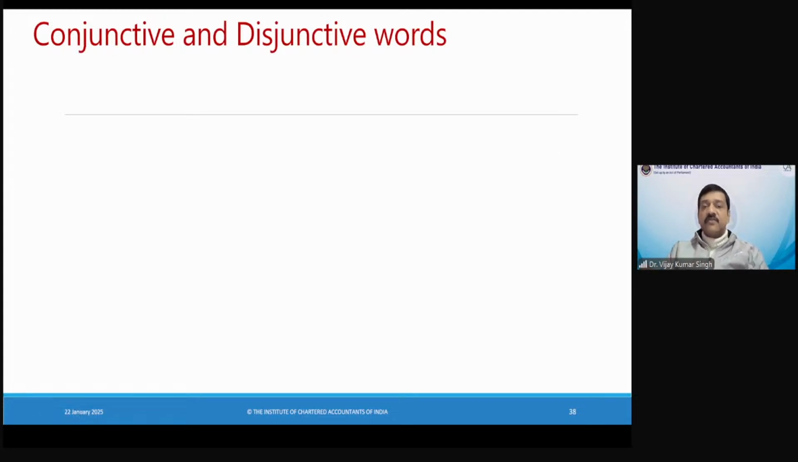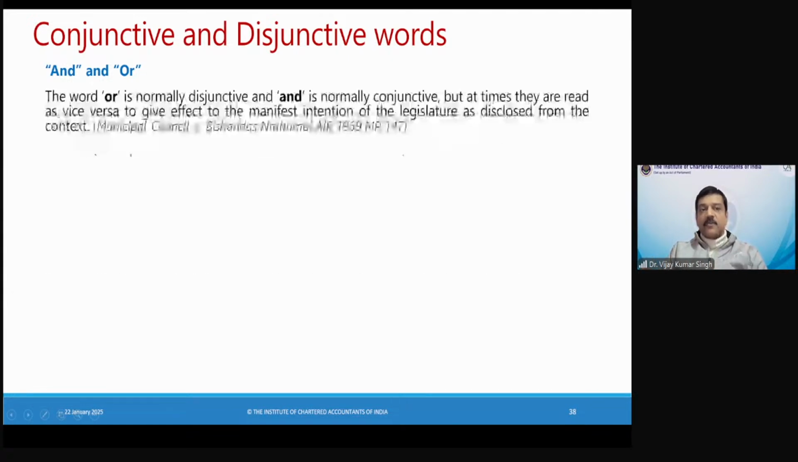So there are two kinds of words. One is called conjunctive and the other is called disjunctive. And is a conjunctive word, which basically joins. And or is a disjunctive word, which basically disjoins two provisions. So the word or is normally disjunctive and and is normally conjunctive. However, by way of interpretation, sometimes the courts may interpret it one way or the other. So and can be read as or, and or can be read as and.